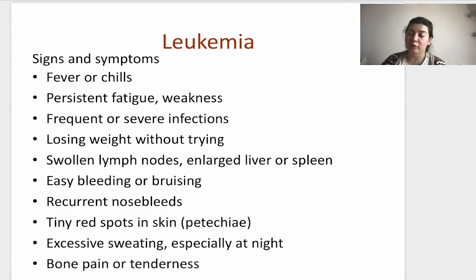Signs and symptoms of leukemia. It is a big number of different symptoms, but the main and most specific of them: fever or chills, persistent fatigue, weakness, frequent or severe infections, losing weight without trying, swollen lymph nodes, enlarged liver or spleen. It is easy bleeding or bruising, recurring nosebleeds, teeny red spots on the skin like petechiae, excessive sweating, especially at night, and bone pain or tenderness.